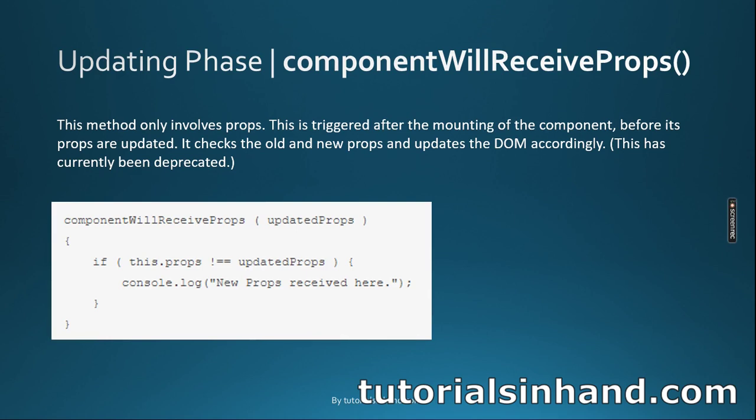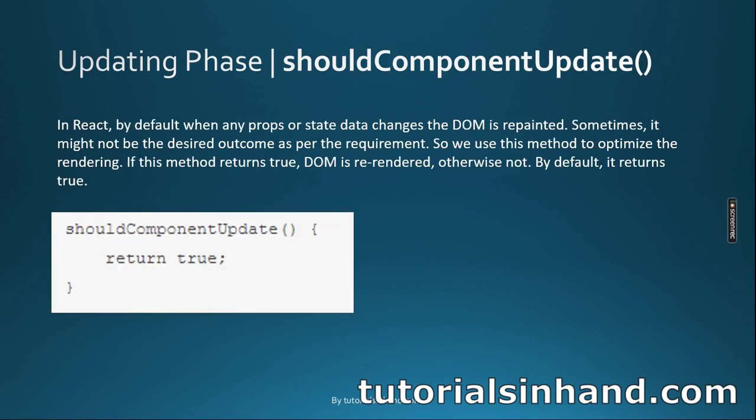Okay. Let's go to the next method. The shouldComponentUpdate. In React, by default, when any props or state data changes, the DOM is repainted. Sometimes it might not be the desired outcome as per the requirement. So we use this method to optimize the rendering. If this method returns true, the DOM is re-rendered. Otherwise not. By default, it returns true.